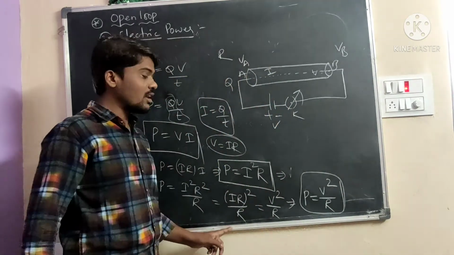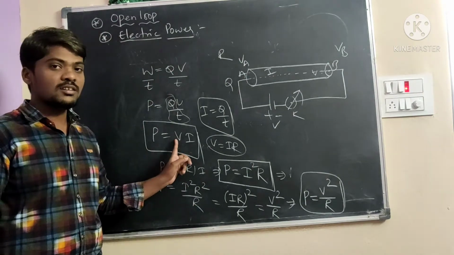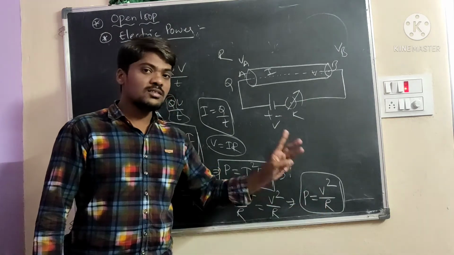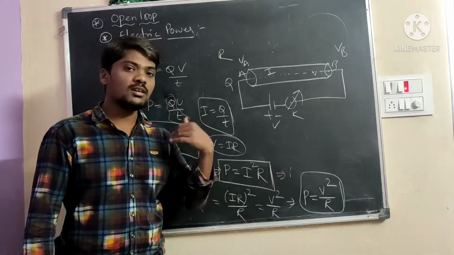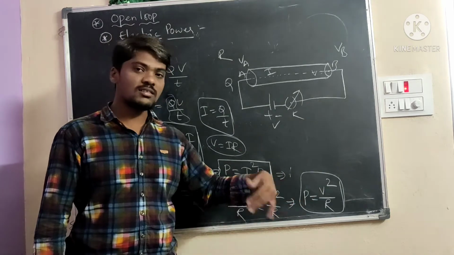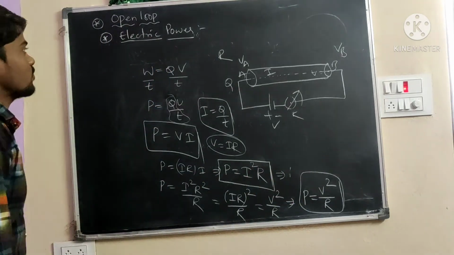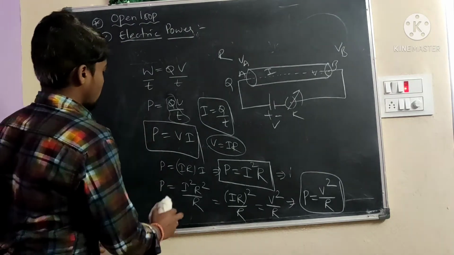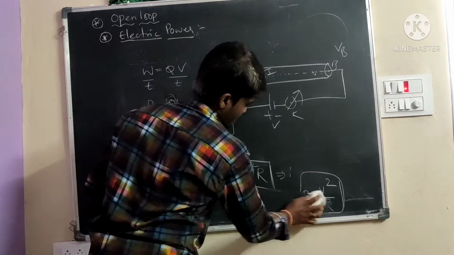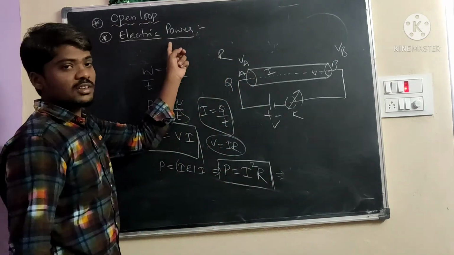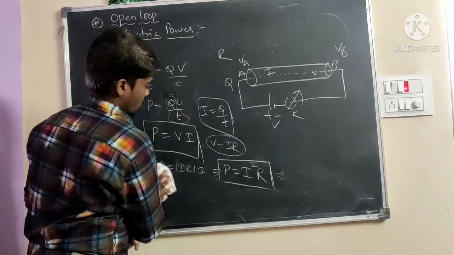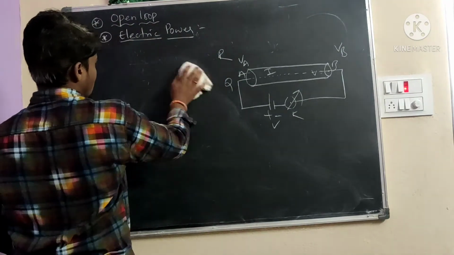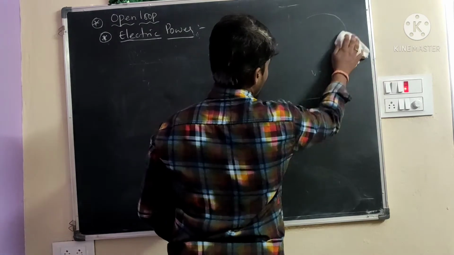These three formulas are very important: P is equal to VI, P is equal to I square R, and P is equal to V square by R. These three are very important for problems asked in entrance level examinations. This is the electric power. Here are the electric power units also. The SI unit of electric power is watts.